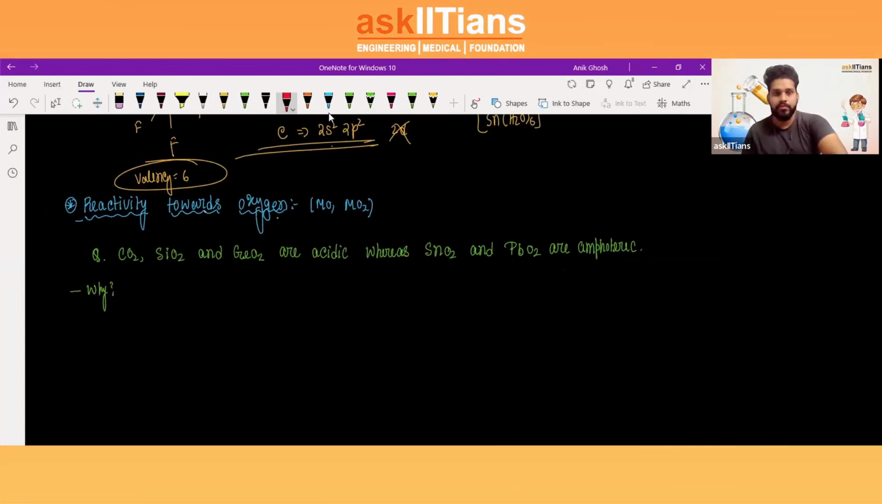Reactivity towards oxygen. Carbon dioxide, silicon dioxide, GeO2 are acidic, whereas SnO2 and PbO2 are amphoteric. Why? Guys, pause this video. This is a solvable question. Now, if you have tried it, CO2, SiO2, and GeO2, if I talk about these 3 elements, guys, these are all non-metals, right? Carbon, silicon, germanium.